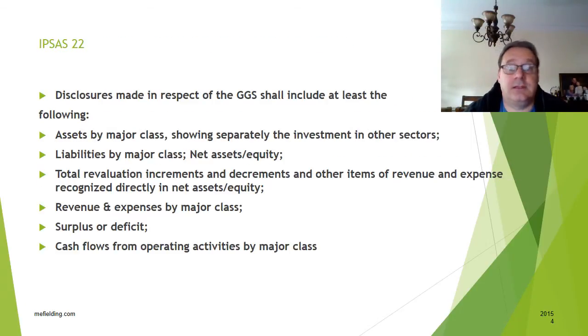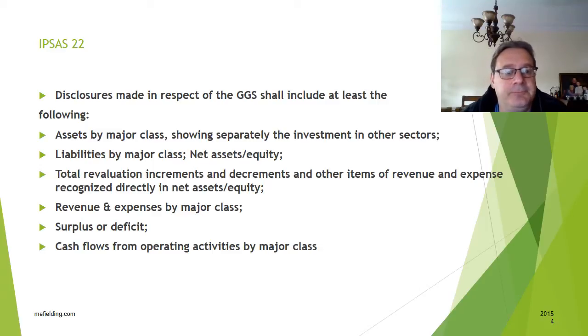So there's just one real checklist that you have to comply with. The standard's very, very broad. So you can see the checklist there. Assets by major class, showing separately investments in other sectors. So we'll obviously produce a list of those. Liabilities by major class, and then net assets and equity. Right, and that's just the stuff that we have to do here.